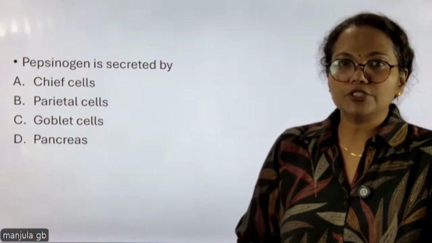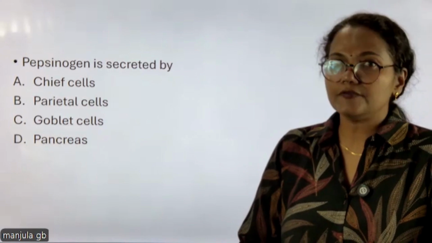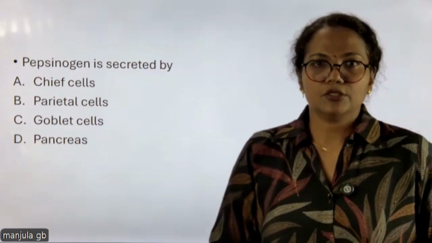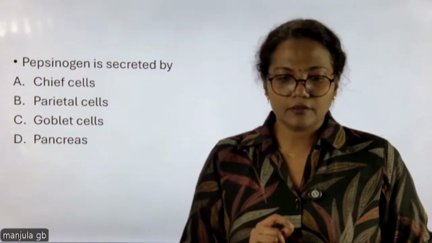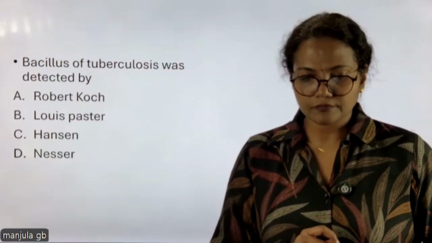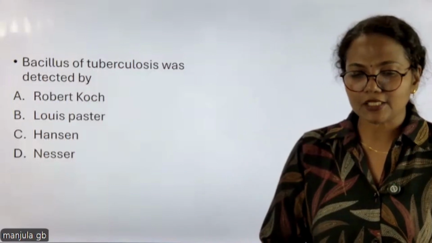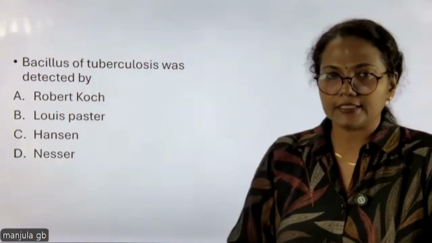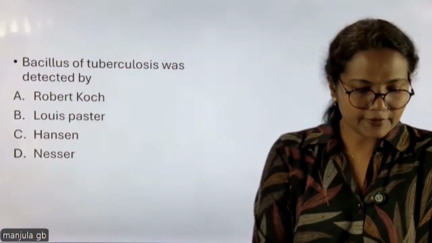Then pepsinogen is secreted by chief cells, parietal cells, goblet cells, pancreas. So pepsinogen is secreted by which cells? By the chief cells. Next question, bacillus of tuberculosis was detected by Robert Koch, Louis Pasteur, Hansen and Neisser. Again a very direct question, Robert Koch.